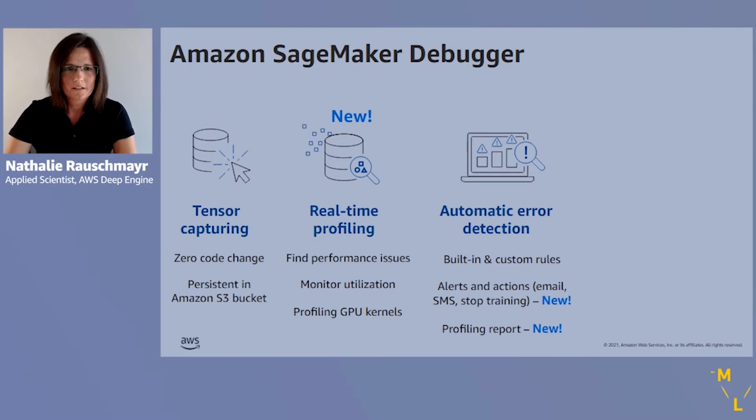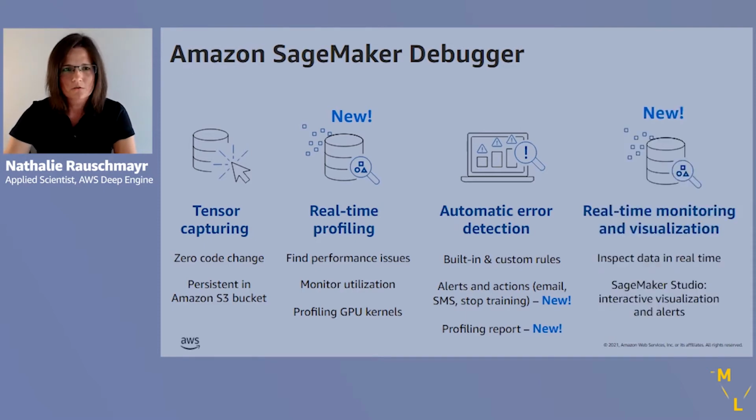We also introduced a rule that creates a profiling report. This profiling report gives insights into the resource utilization issues and also recommendations of next steps. You can also use Debugger for real-time monitoring and real-time visualization. You can either use Debugger's library SMDebug to fetch the data on your notebook and inspect and visualize the tensors while the training is still in progress. You can also use SageMaker Studio to create interactive visualizations of the performance data.